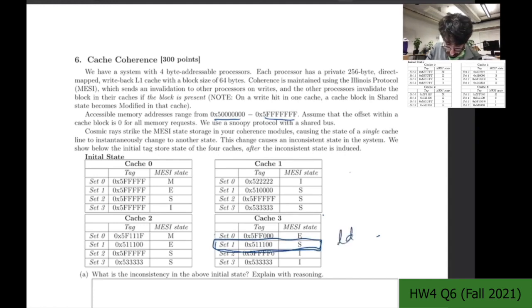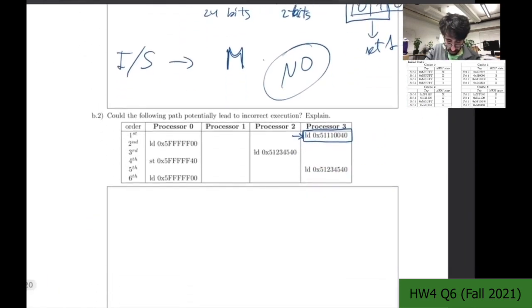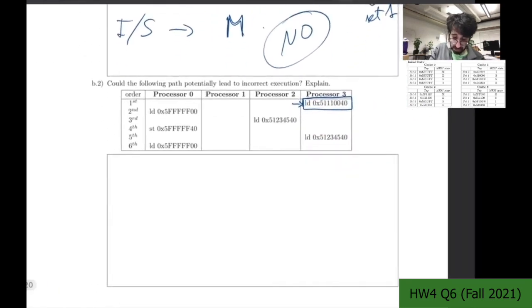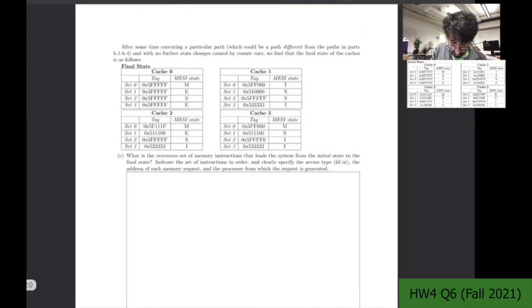What's the problem with this? Yes, we are loading this, which, if you remember from the first question, could actually be in shared or invalid state. If the initial state before the strike was invalid, we will be reading invalid data here. Okay, so the answer to this question, could the following path potentially lead to incorrect execution? The answer is yes, because we could be reading some invalid data here. Okay, let's go to the next question.